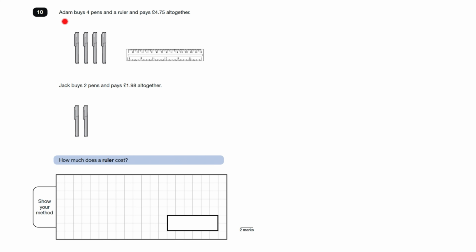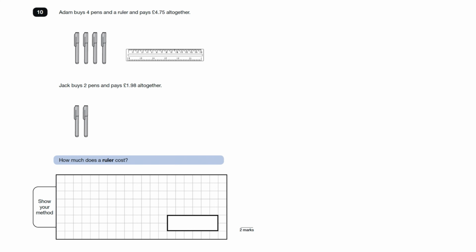So let's take a look at the next question. We've got Adam buys 4 pens and a ruler and pays £4.75 altogether. Jack buys 2 pens and pays £1.98. So in order to work out what the ruler costs, which is separate, what we're looking for in these sorts of questions is always what's familiar in both of the sections. And what's familiar here are the pens. So if we know what a certain amount of pens cost, that can help us solve the other bit. We can't solve the ruler yet, we're just guessing. So we must think, which bits match up in either side of the problem, and that's the pens. So we've got 2 here, we've got 4 here.